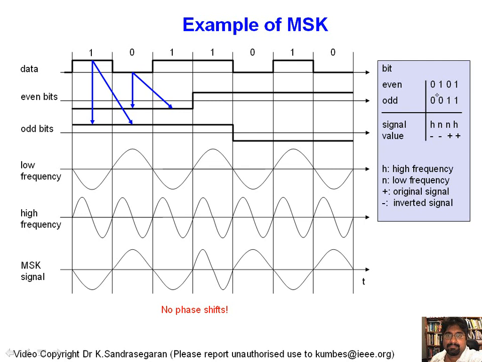It's a truth table, so you have to find the value of the even bits and odd bits at each time slot and use this truth table to determine whether the high frequency signal or the low frequency signal is transmitted. So this is a slight variation of frequency shifting. Essentially what you're transmitting is either a high frequency carrier or a low frequency carrier, but it's done in such a way that there are no abrupt changes in the carrier signal that is transmitted.